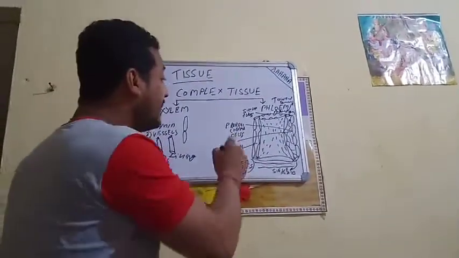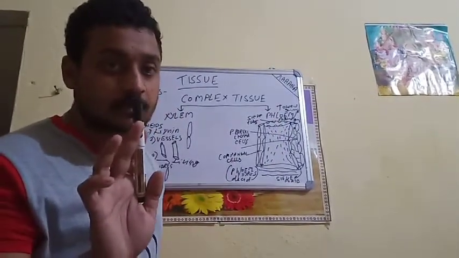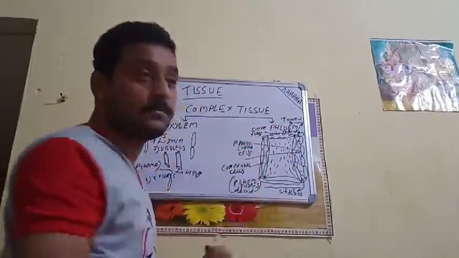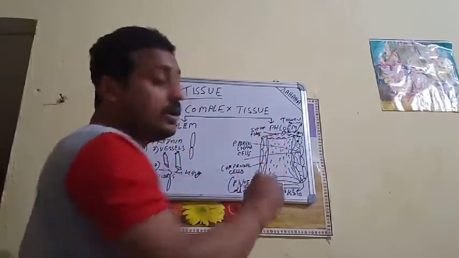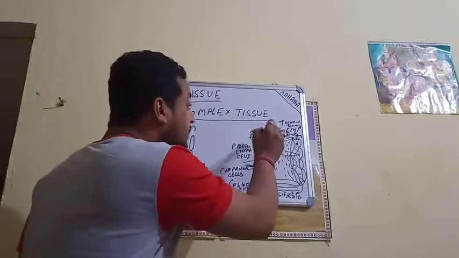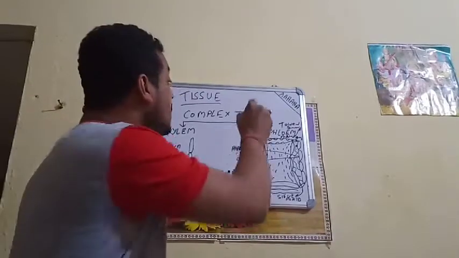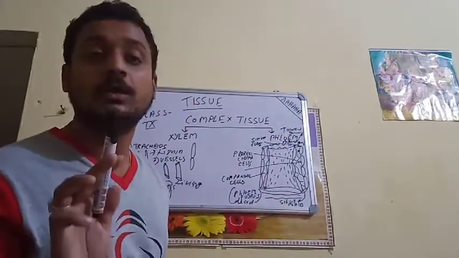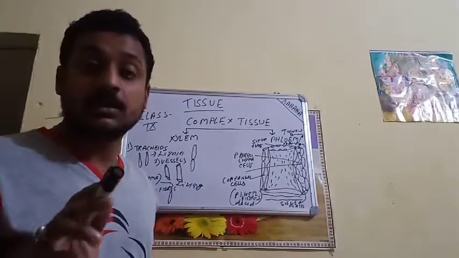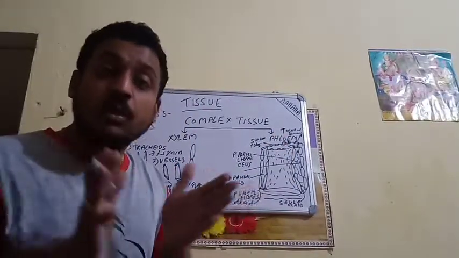Next one is the companion cell. One more thing, the sieve tubes do not have any nucleus. But when these sieve tubes mature, the nucleus will completely dissolve out. When the sieve tubes are young, they may or may not have the nucleus. But when they mature, the nucleus will automatically dissolve out to reduce the space used.